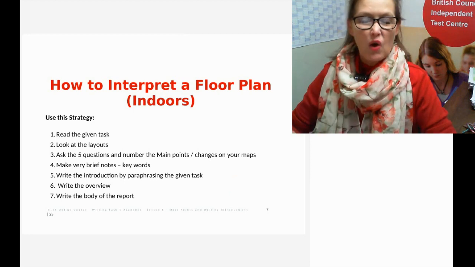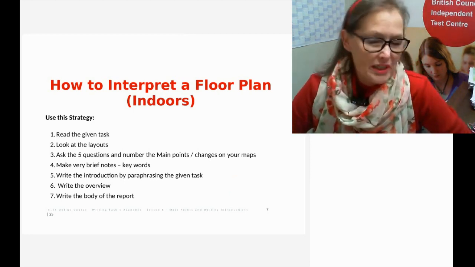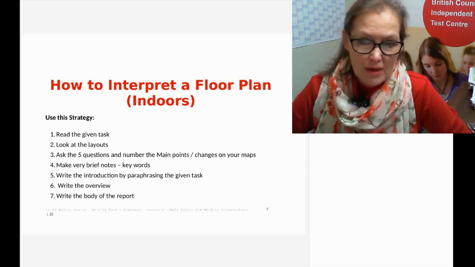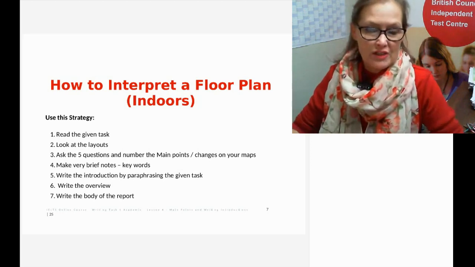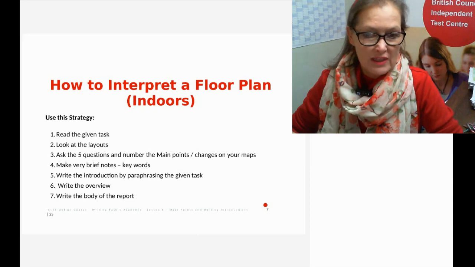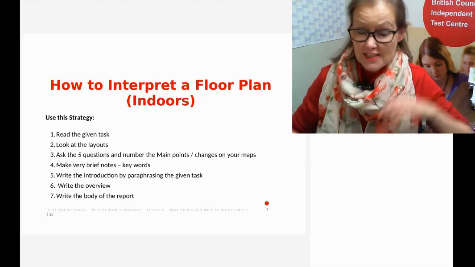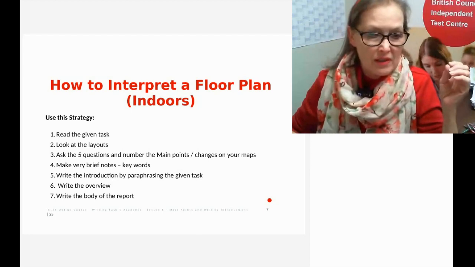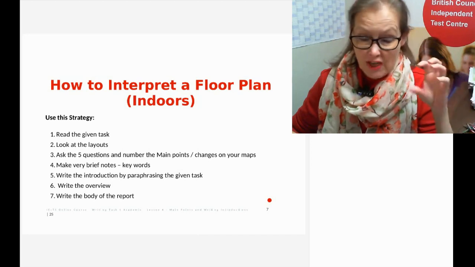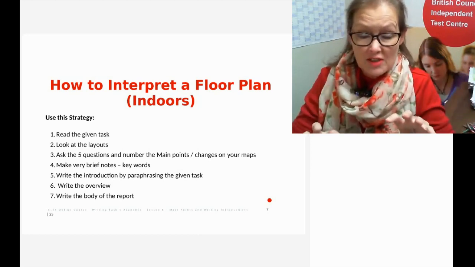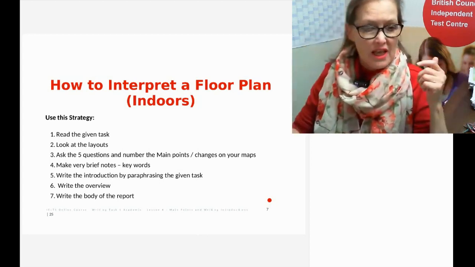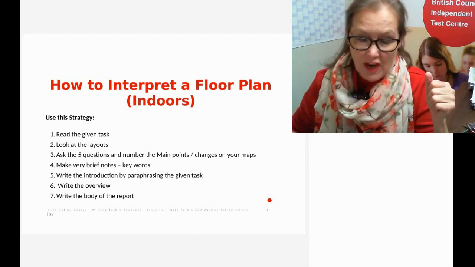All right, so let's have a look. Assuming we really know very little about this task and we know very little about a floor plan. How am I going to tackle this task? And so what I've done is I've given you a really useful little strategy, and I suggest take a screen. You're going to read the given task closely. You're going to have a look at both the layouts because you'll be given 2 maps or 2 floor plans. And then ask yourself those 5 questions.